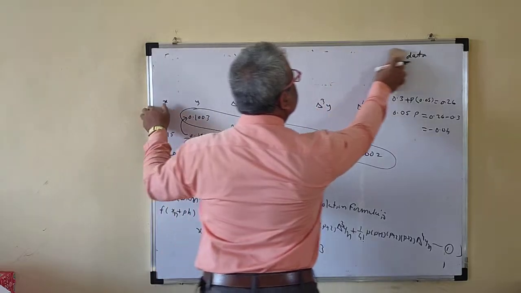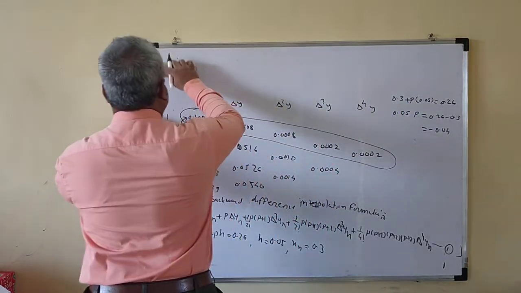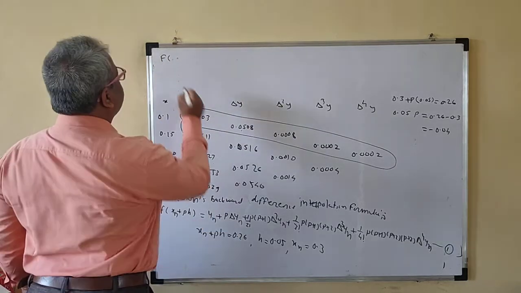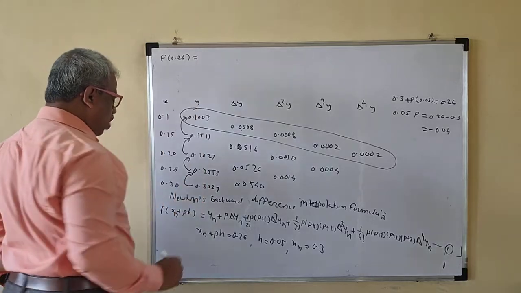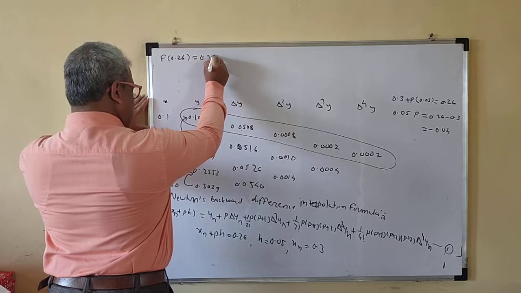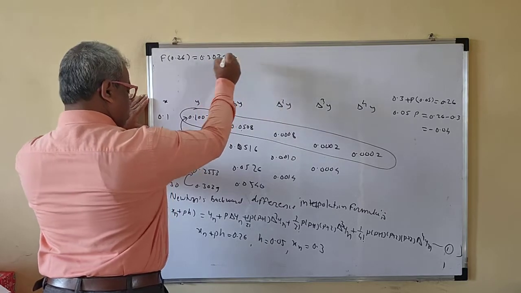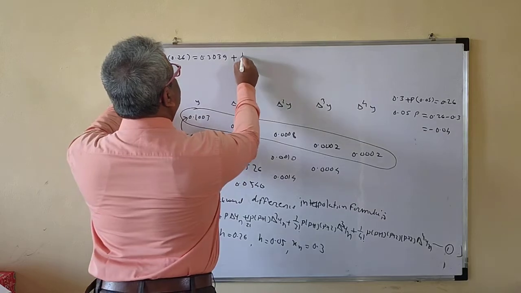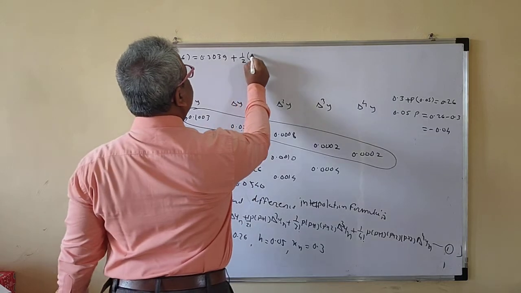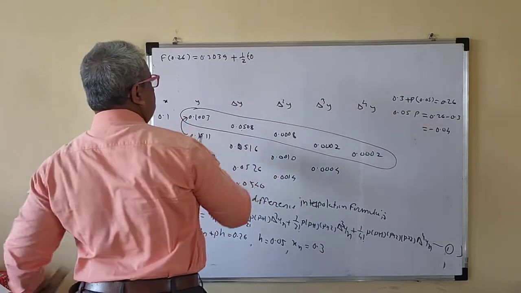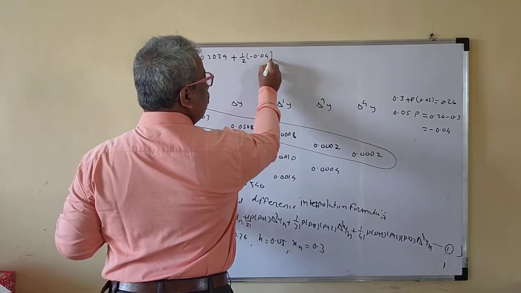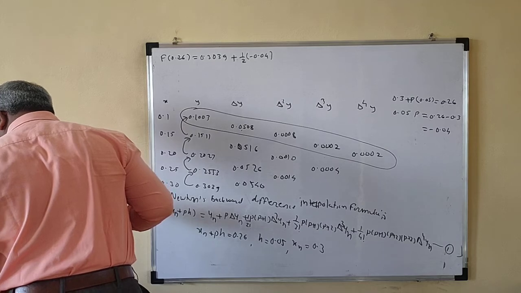Now I don't want this, so I erase that and I write this here. So f of 0.26 is equal to yn, meaning the last value of y is 0.3039 plus 1/2, then p. You got p is what? I write in bracket minus 0.04.